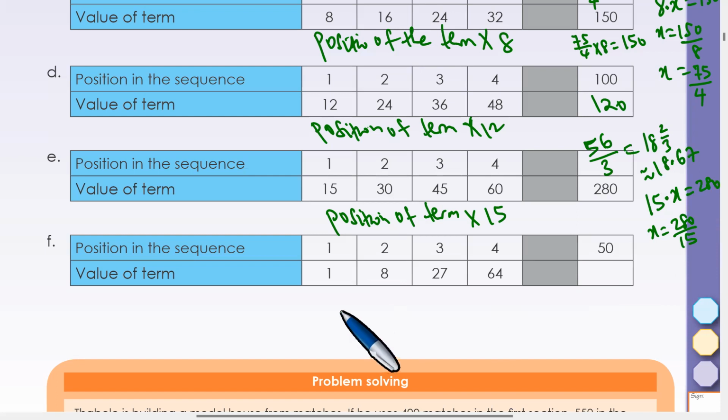Next, let's look at this one. So you multiply 1 by what? You multiply this by that. You multiply this by that. You multiply this by that. Okay. So position of term times what?